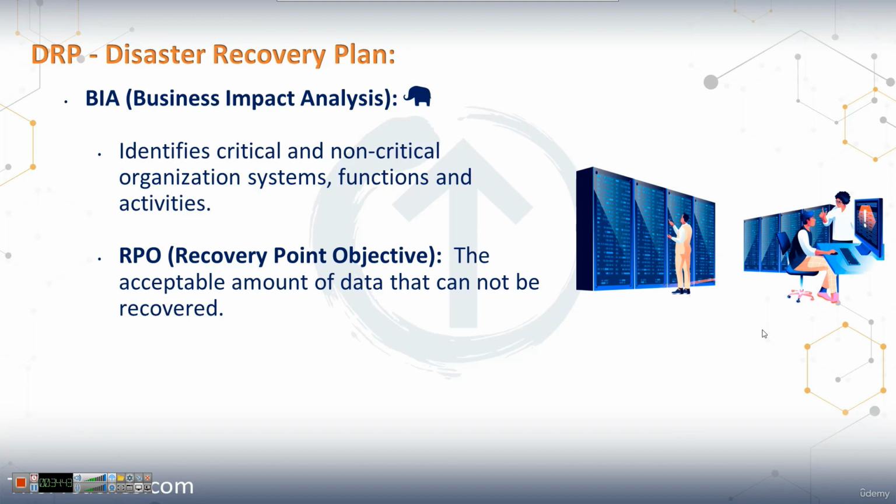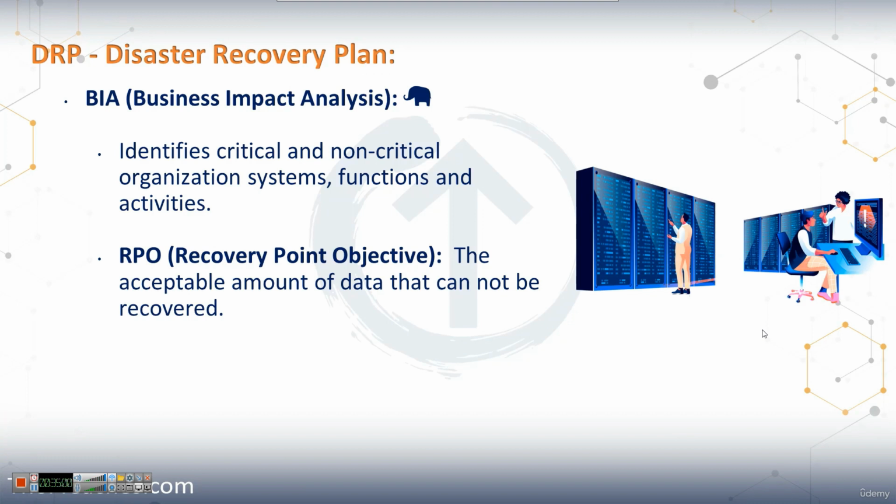Then once we have identified all the critical systems and functional activities, we assign them to the tier system we talked about earlier. Each tier has a different acceptable downtime, and they also have a different recovery point objective. And the recovery point objective is how much data is it acceptable to lose.